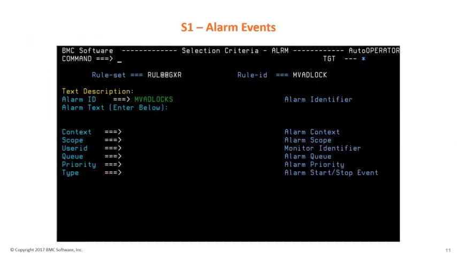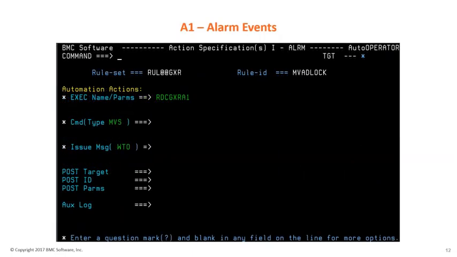So let's walk through this. We're going to have an alarm type of an event, and we're going to give it the alarm ID, which is something that's specified in the alarm definition itself. And in this case, we're looking for MVA locks.